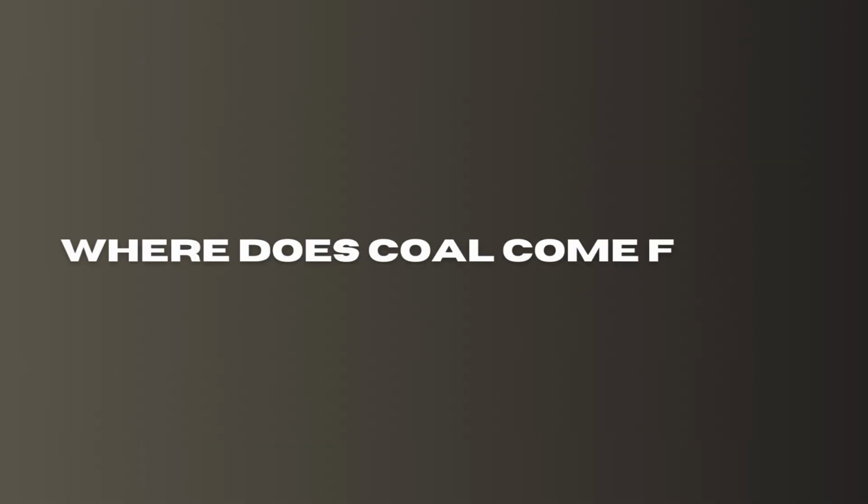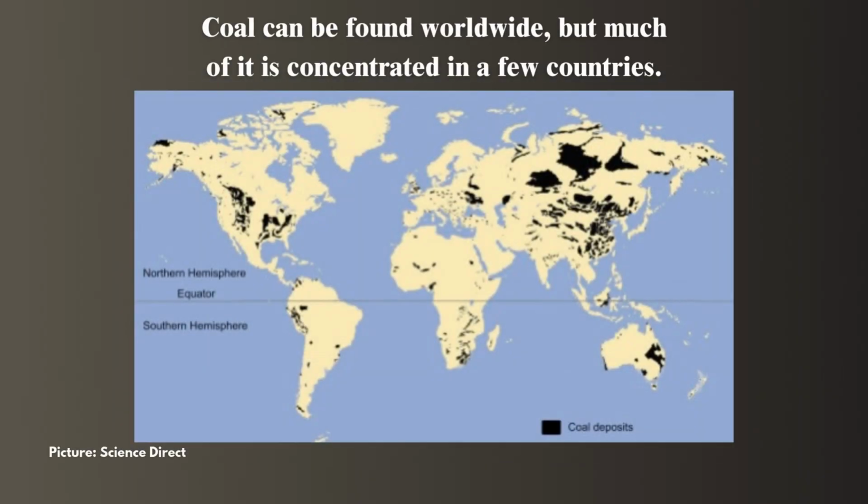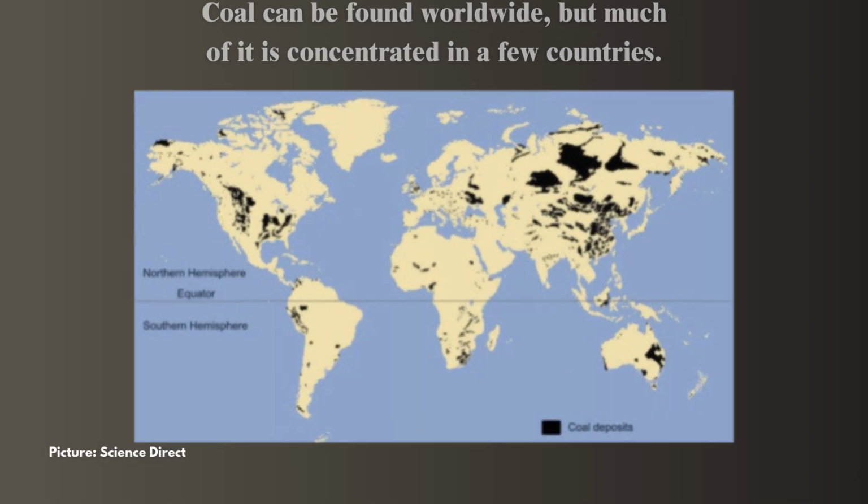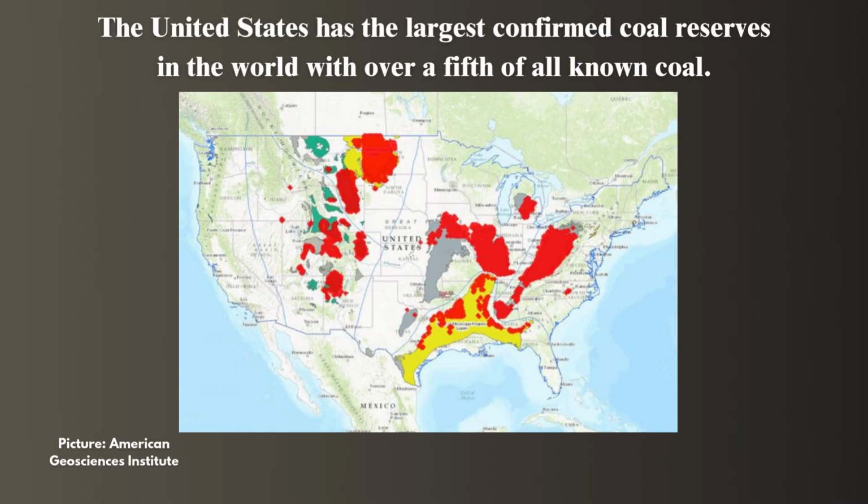Where does coal come from? Coal can be found worldwide, but much of it is concentrated in a few countries. And as you can see, some of these have very large deposits. The United States has the largest confirmed coal reserves in the world, with over a fifth of all known coal.